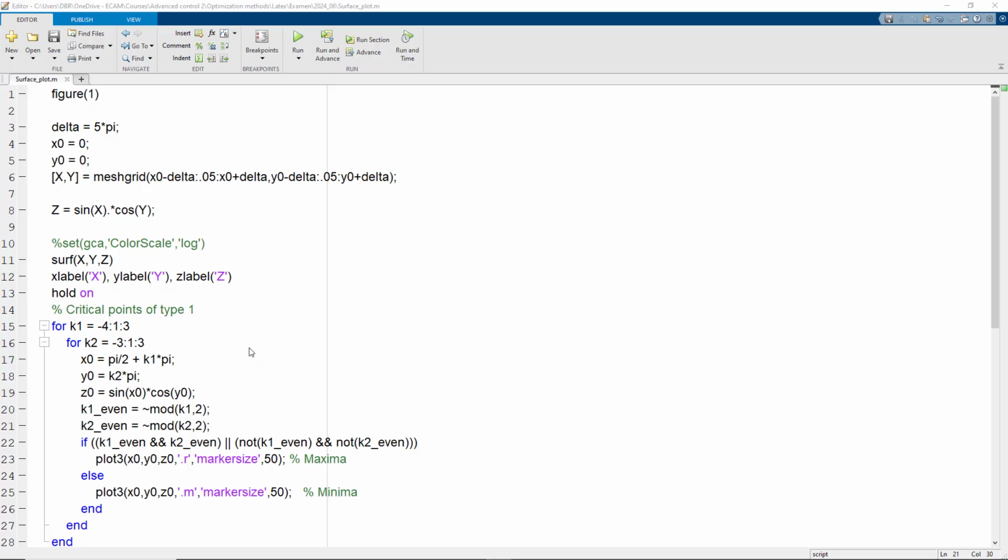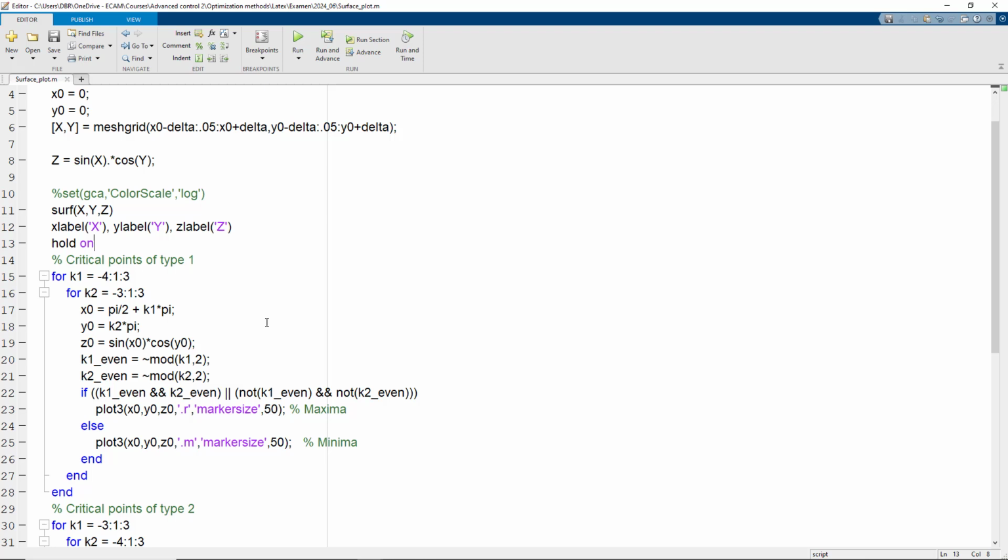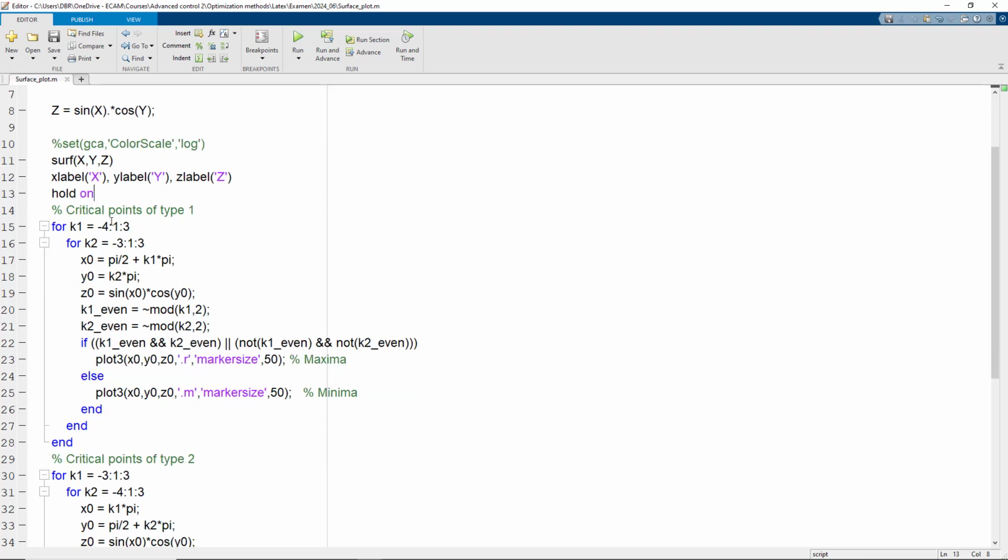Well, let us have a look if we can check this with MATLAB. In MATLAB, what you can do is make a surface plot, and then we can have a look at the critical points. Remember, we had critical points of type 1 and 2.